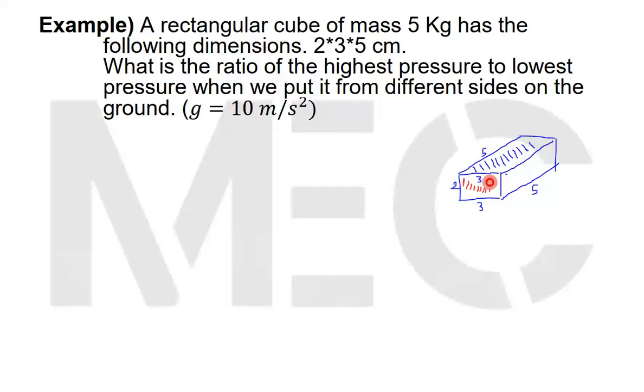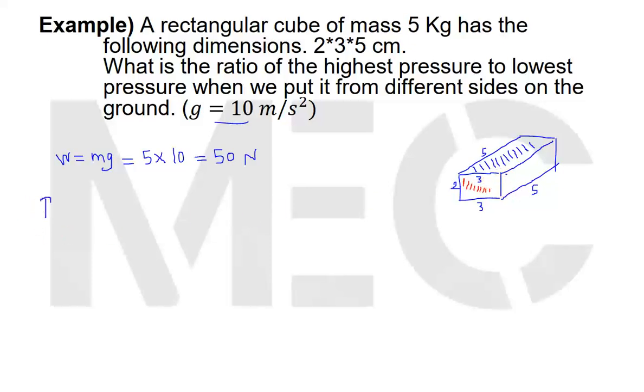But no matter on which side we put this rectangular box on the ground, the mass or weight is the same. So what is the weight of this box? The weight, which is a kind of force, is mg. M is 5, g is taken to be 10. So the weight of the box is 50 Newton, no matter on which side we put it.